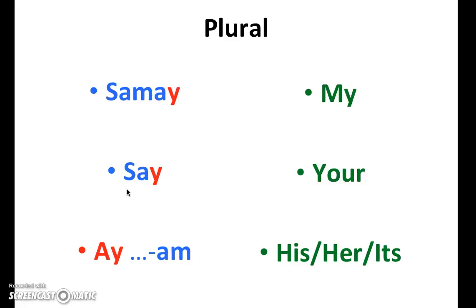Now with the plural form, what I mean is that, for example, in English, when I say my mother, that's singular. When I say my children, that's a plural. The difference is that in Wolof, that plural mark is not going to be on the noun. It's going to be on the possessive adjective. The plural of the possessive adjective my in Wolof is samai.